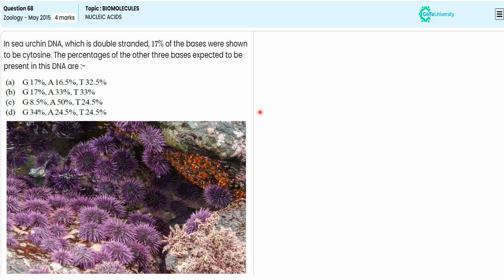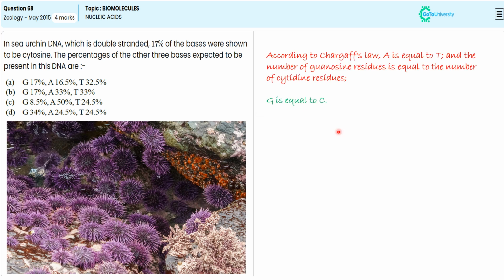According to Chargaff's law, adenine is equal to thymine, and the number of guanosine residues is equal to the number of cytosine residues. That means guanine is equal to cytosine. With this specification, guanine is 17%, adenine is 33% and thymine is 33%. There is 17% cytosine in the given question, meaning that the percentage of guanine is also 17%. So we choose option B as the correct answer.